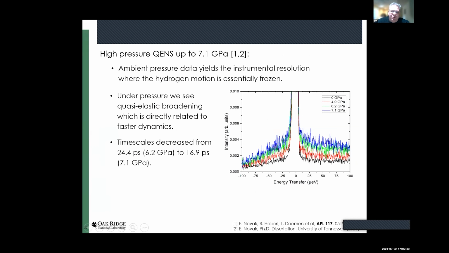But here you can see the effect of quasi-elastic scattering up to over 7 GPa. And this is an elastic line here, and the quasi-elastic effects come through a broadening of this line with an additional Gaussian component that is then separated from the elastic signal and then analyzed to determine diffusion within the sample. So on this instrument, we can look at timescales from 25 picoseconds down to 16.9 picoseconds as the pressure goes up in this particular sample.